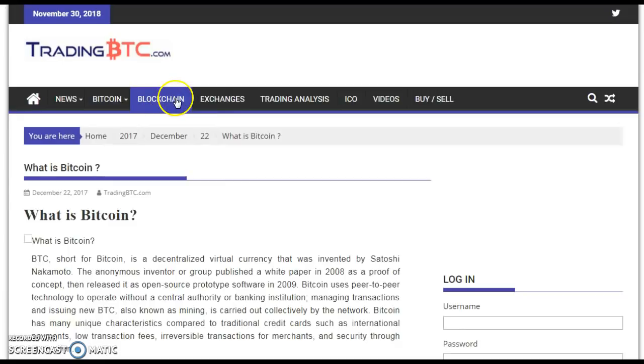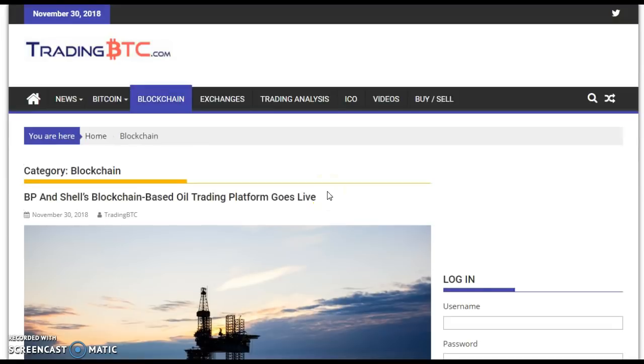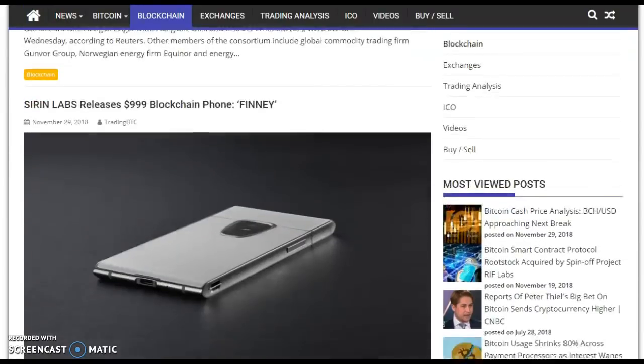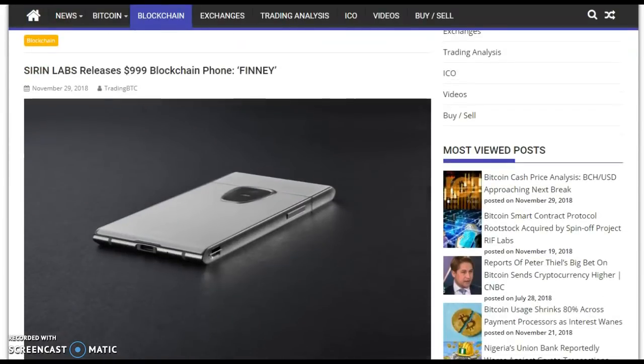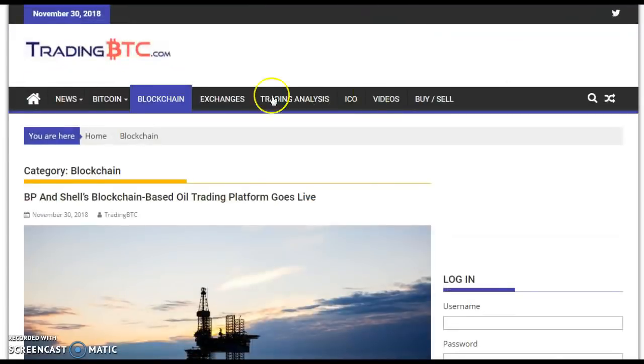The next tab we have here is information in regards to just the blockchain itself. And if you just scroll down a little bit, you'll find a variety of projects or products, like for instance Siren Labs, I believe it's in December, is releasing a blockchain phone called Finny. And so this tab here under blockchain is going to give you information about what's happening just in the blockchain space as a whole.